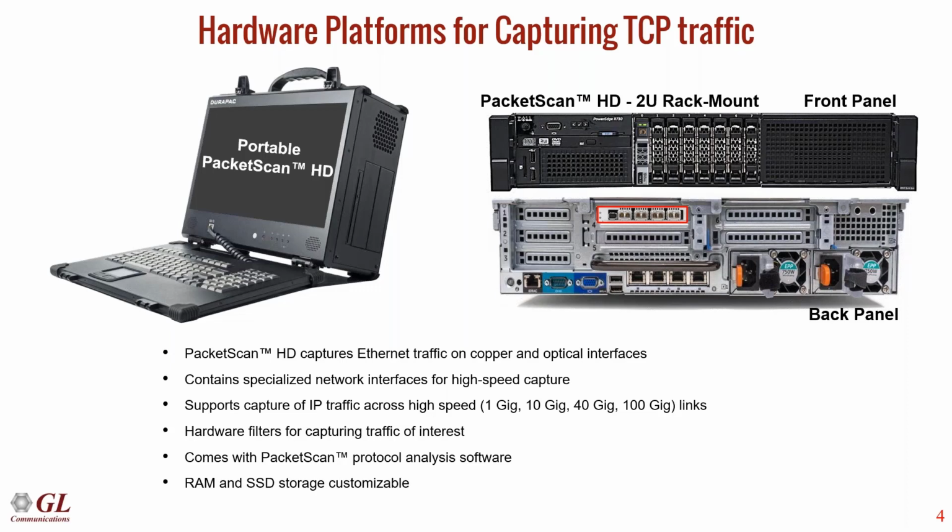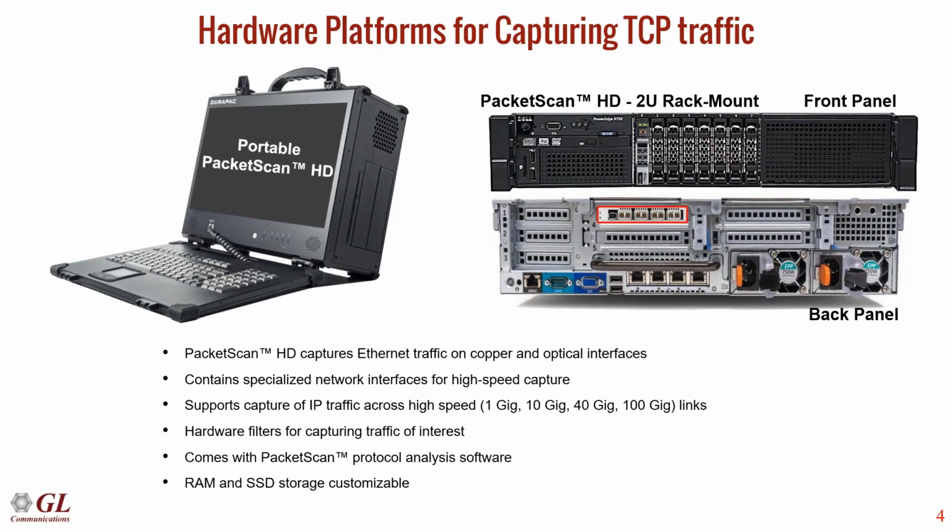Basically, PacketScan HD is a server-grade PC, and it has a specialized network interface card for capturing high-speed Ethernet traffic. When I say high speed, I mean all the way up to 100 gigabits per second. We have different versions. We can customize the network interface card, from 1 gig, 10 gig, 40 gig, to 100 gig. So we have very, very high speed capturing capabilities without loss.